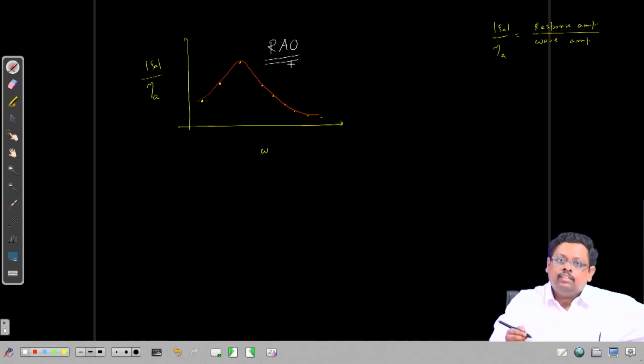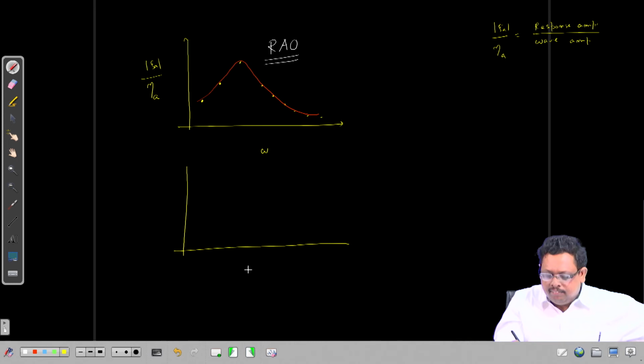But this is not everything, because we have to plot the phase also in a similar way. Okay. Now, what we are going to do is, again on this side we have the omega, and on this side we have the angle, the phase.